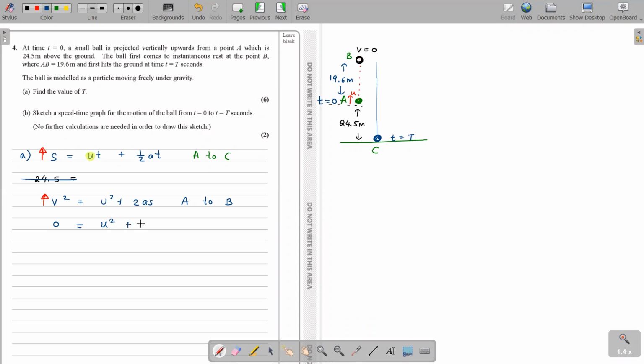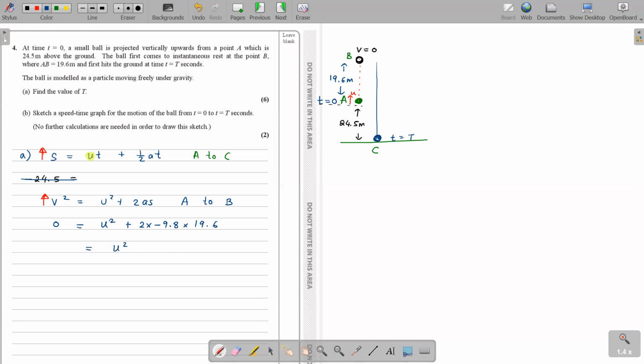U square plus 2 into what is the acceleration? The particle is traveling freely in air, right? So when the particle is traveling freely, what is your acceleration? Gravitational acceleration is 9.8. However, what 9.8 are we using? Minus 9.8 because our object travels, we use the equation upwards. And the displacement from A to B is 19.6. Are you guys okay with what I'm talking about?